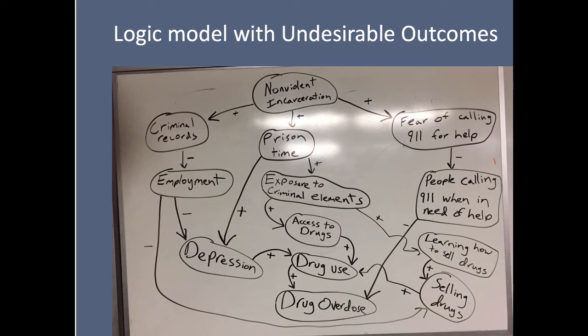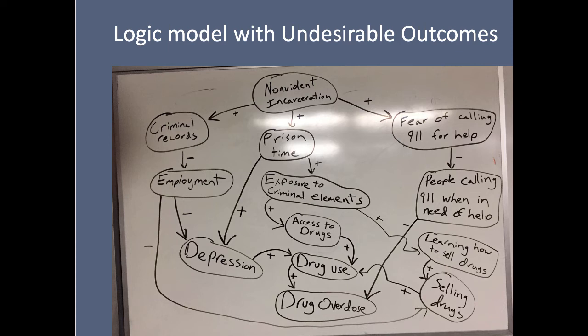So you see that nonviolent incarceration had, among other things, fear of calling 911 for help. And that could result in a drug overdose. People also were more likely to have criminal records, less likely to be employed, more likely to sell drugs around the bottom, more likely to be depressed, to use drugs, to have a drug overdose. And you can see all the things they thought about.